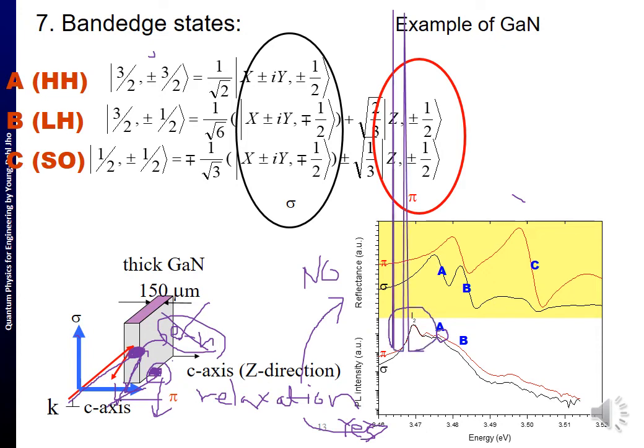The peaks are actually related to defects, not the band state. It is a defect state. Defect states are not related to the band, right?